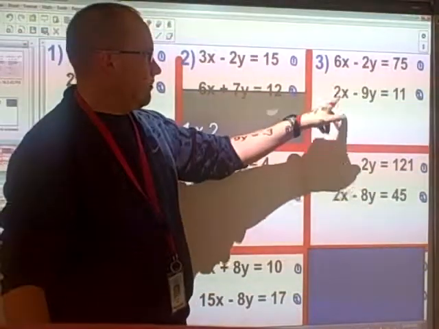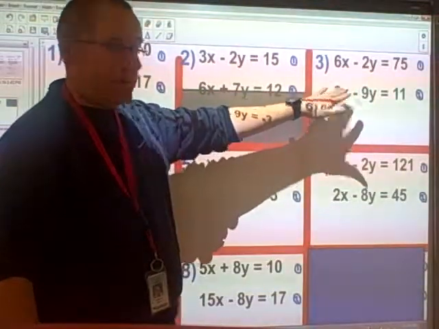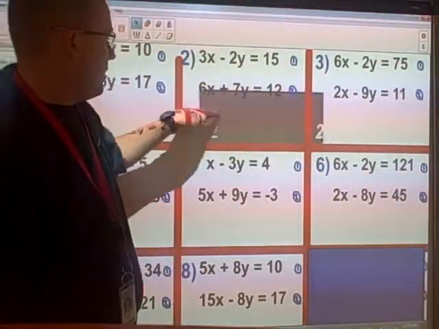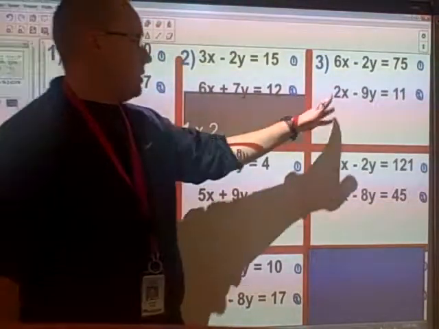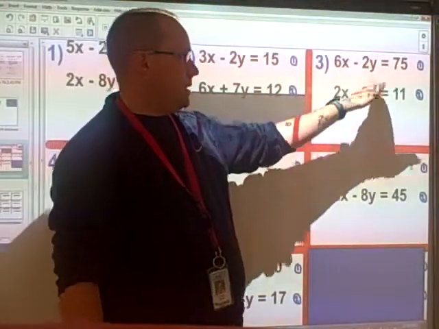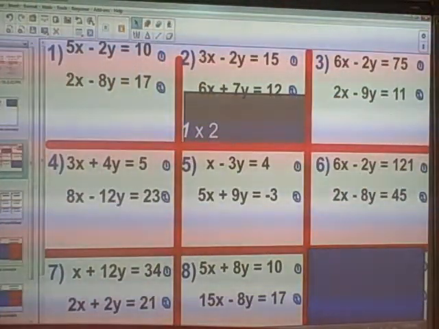On this question here, I've got 2x and 6x. So actually if I was to times this by 3, 2 times 3 would give me 6. So if I was to times everything on that second equation by 3, that would actually give me a good answer. So you'd have 6x minus 27y equals 33, and then solve like you did in lesson 2.